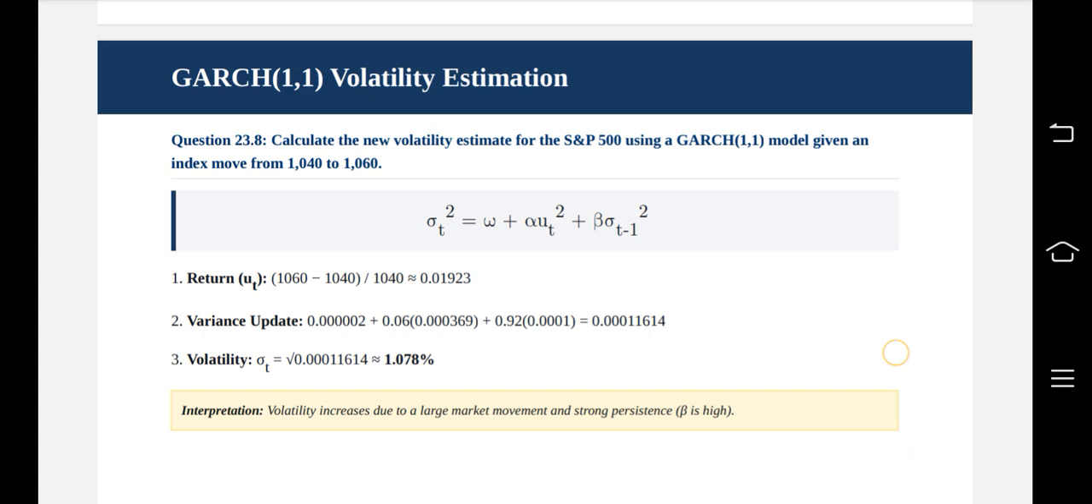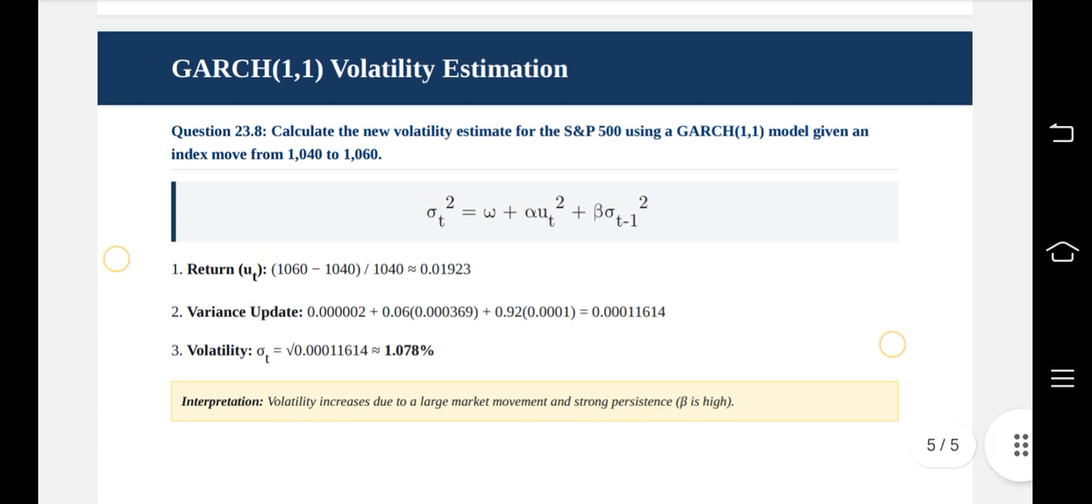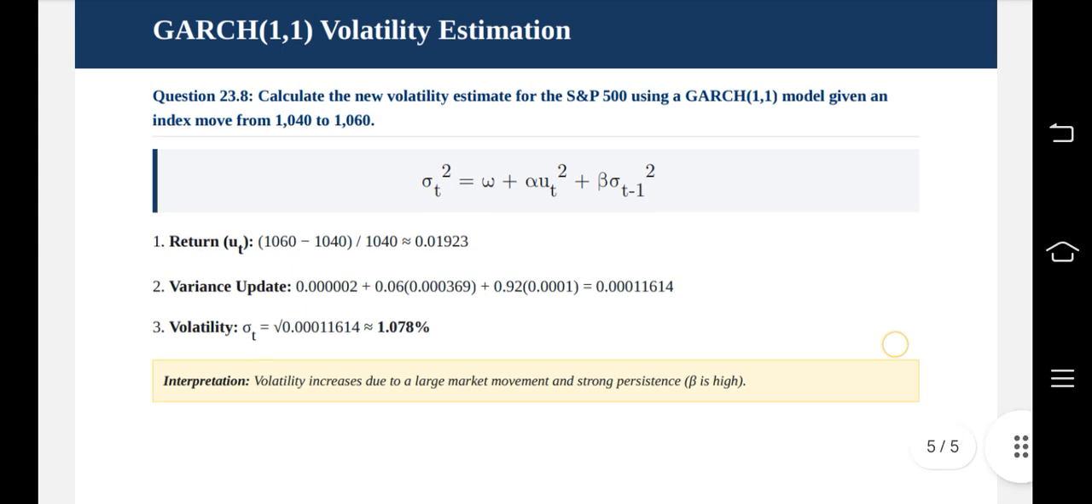In conclusion, we see the volatility has increased. This is a result of both a significant market shock and the high persistence inherent in the GARCH model.